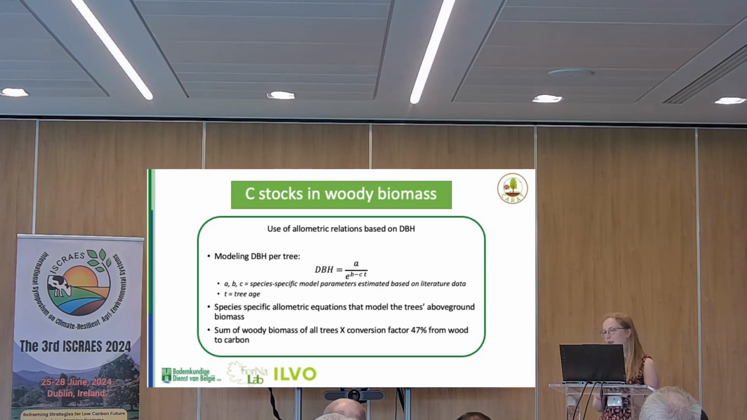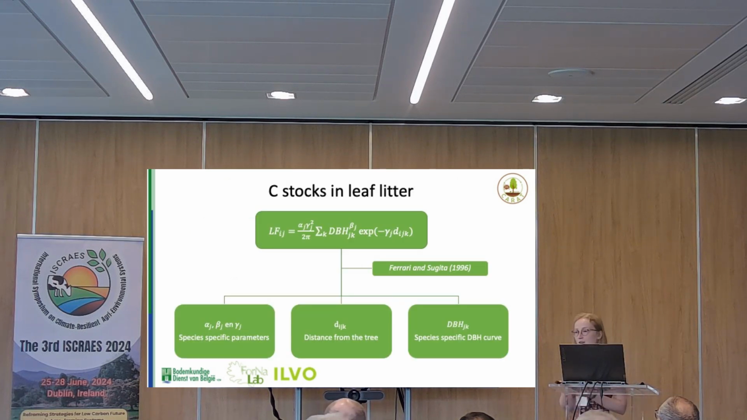The DBH will be calculated for each tree species that you use, and this for each year, because the model makes calculations over a time period of 30 years in total. Then this DBH will be used as input to another set of species-specific allometric relationships that will model the tree's above-ground biomass as the trees grow throughout the years. To calculate the carbon stock that is present in that woody biomass, we used a conversion factor of 47%. This gives you the total carbon stock that is present above ground.